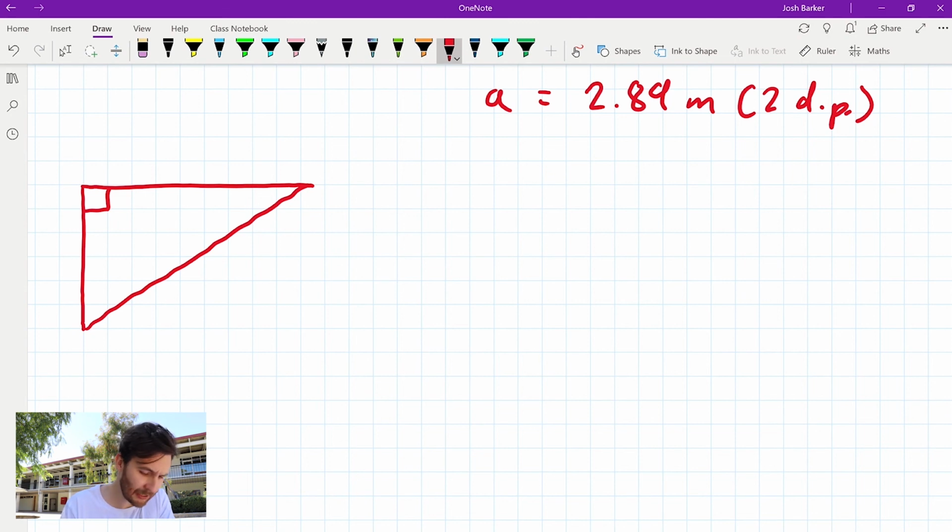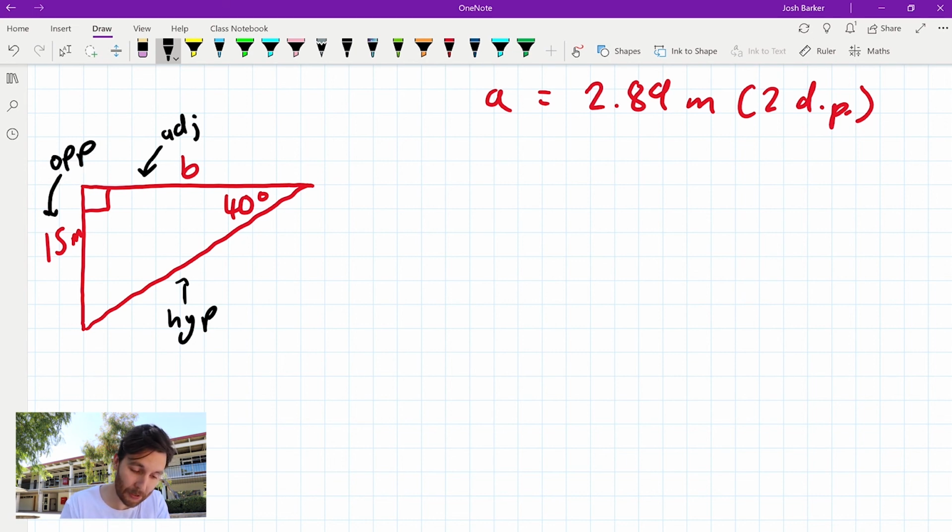Okay, so for this triangle, I'm going to say my given angle is 40 degrees and is here. I'm going to say that the length of the adjacent is something that we don't know, and the length of the opposite is 15 meters. So B is the adjacent, and 15, that side, is the opposite. Okay, so I've labeled my diagram. The next step is to write the ratio down. Tangent of the angle equals opposite over adjacent.